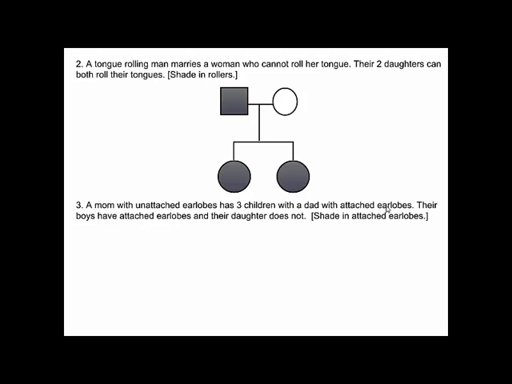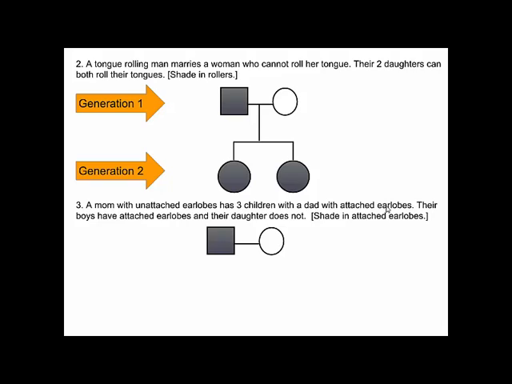Who'd like to do number 3? I have a shaded circle and a shaded square that connect down to, not a shaded circle. Oh yeah, unattached should be unshaded. And then they connect down to 2 shaded squares and then an unshaded square. Very good. So you're shading the attached earlobes. The mom was unattached, so it should be unshaded.